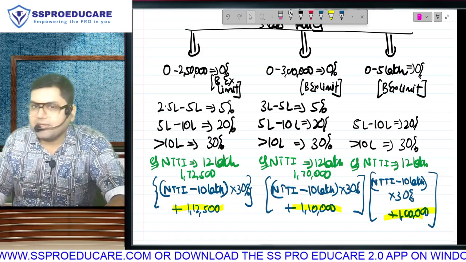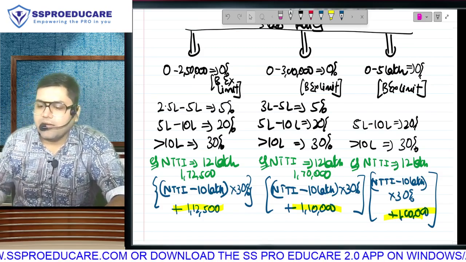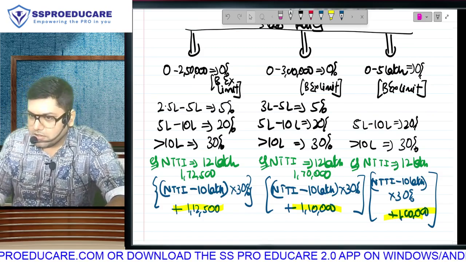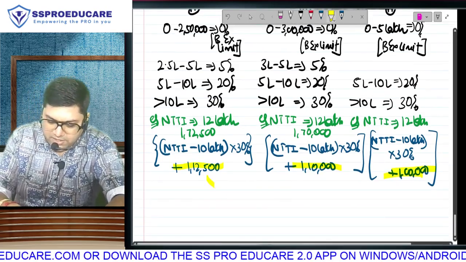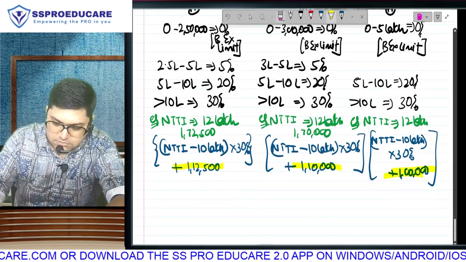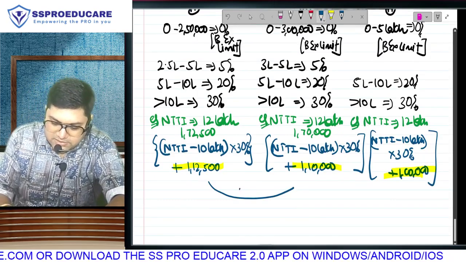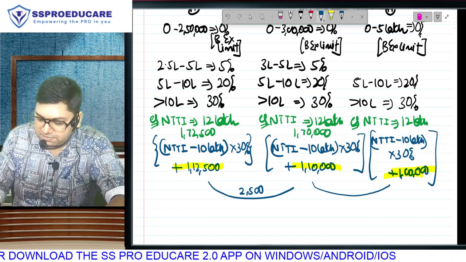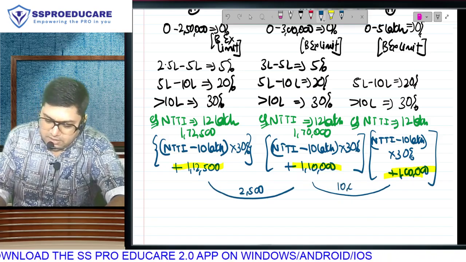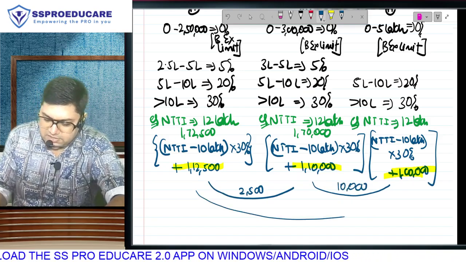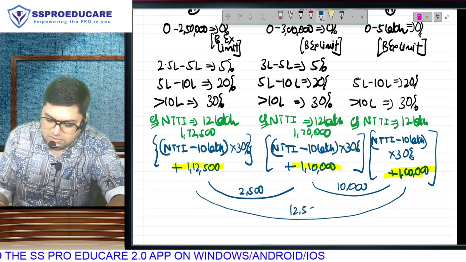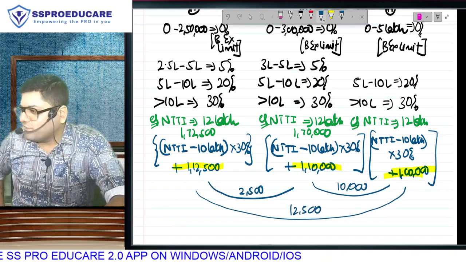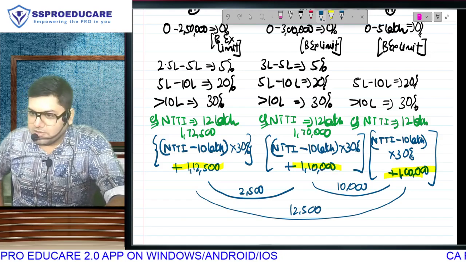Individuals will be divided in 3 categories and tax will be calculated category by category. Do you understand the difference between the first 2 categories, 2,500, and the difference between B and C, 10,000? Obviously, effective difference here is going to be 12,500. Now, in case you have super senior citizens, very much possible.